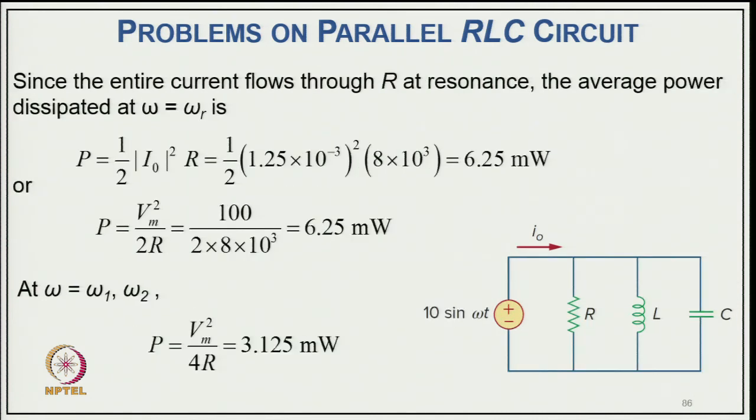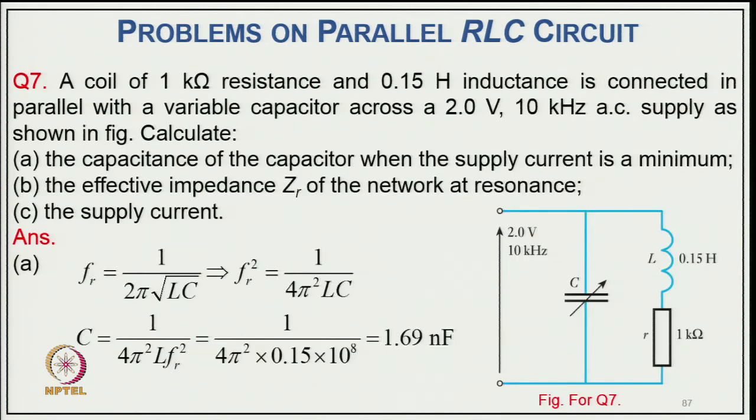So, since the entire current flows through R at resonance frequency, the average power dissipated at omega R is P equal to half I 0 square R, that is half into 1.25 square into 10 power minus 3 square into 8 into 10 power 3, it comes to 6.25 watt, and P equal to V m square upon 2 R, so it comes 100 upon 2 into 8 into 10 power minus 3. So, that comes 6.25 watt, and at omega equal to omega 1 and omega 2, P equal to V m square upon 4 R, and that is 3.125 watt.